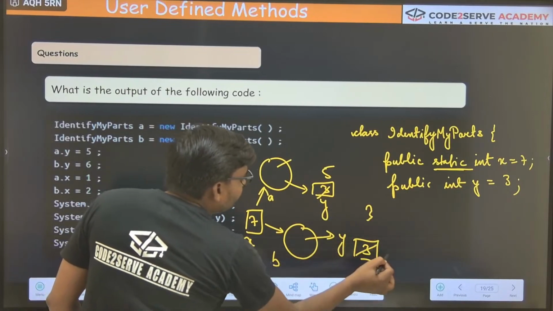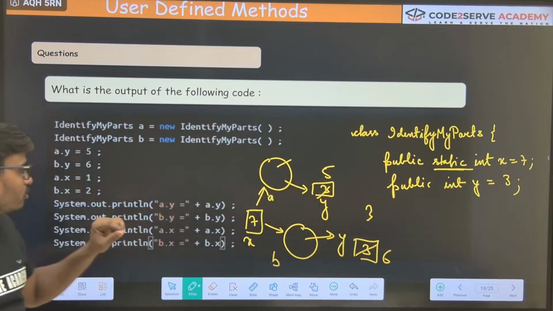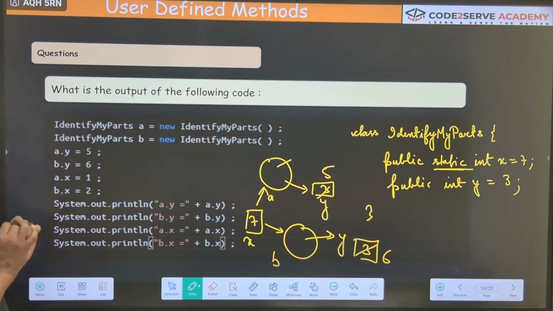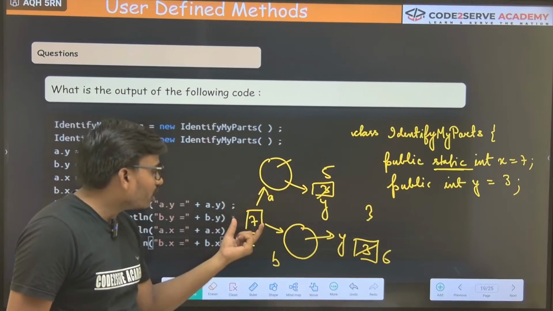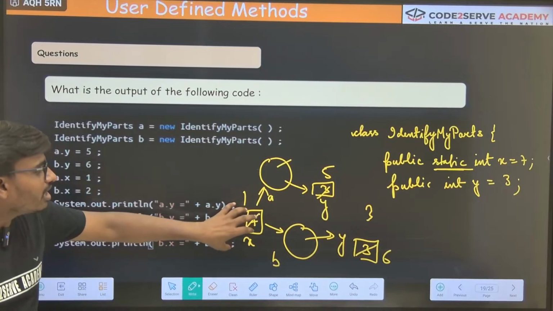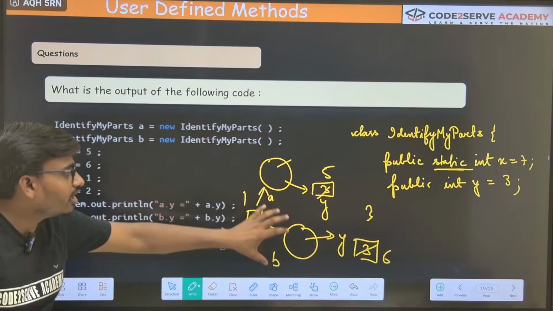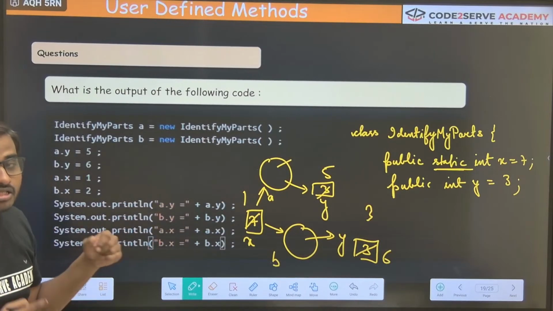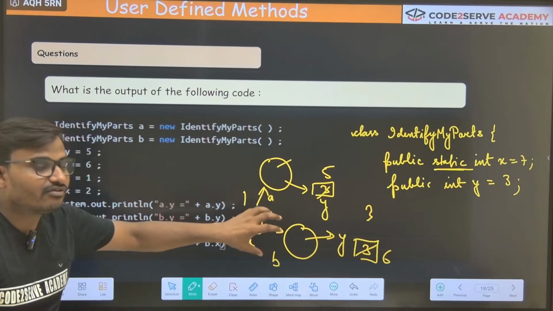B dot y is equal to 6. So you updated these two values. Now you see A dot x is equal to 1. You are saying object A dot x, make it 1. As soon as you make changes in the static variable, since it is shared by all the objects that you are creating, the same value will be shared by everyone.